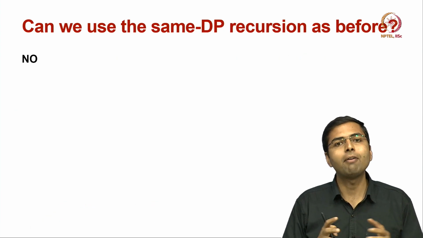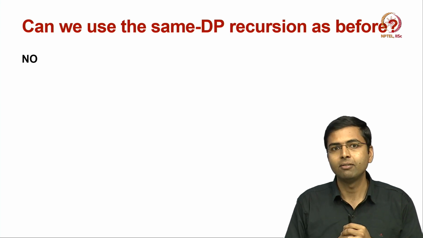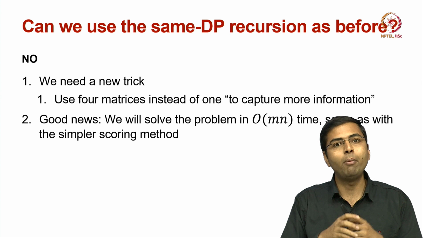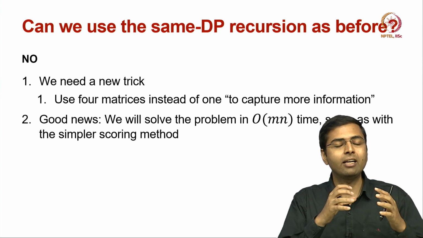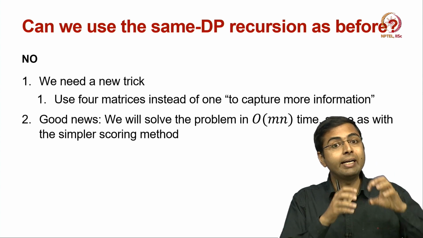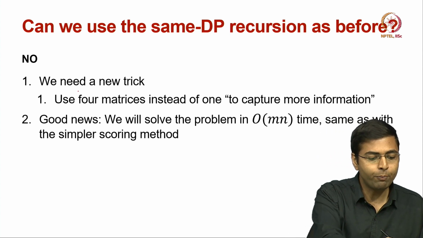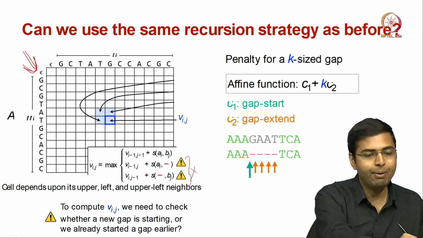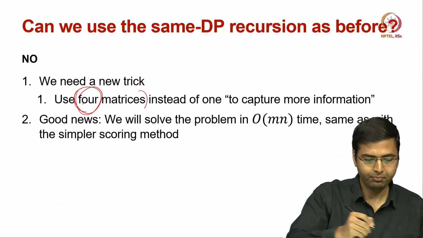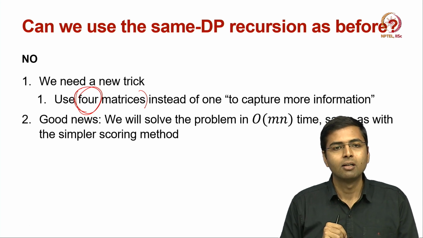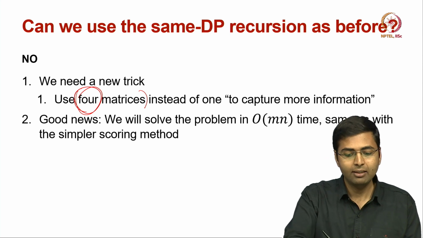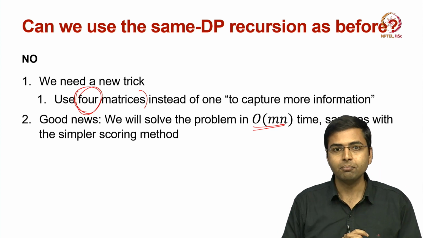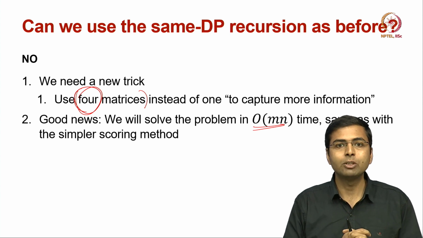So, what can we do? How can we revise our recursion so that we can still solve this problem efficiently? It turns out that we can use a new trick: we capture more information in our dynamic programming tables, so that when computing Vij, we know whether the gap was started before or whether we are starting a new gap now. For that we are going to use 4 matrices, that is 4 tables instead of 1. Previously we worked with only 1 table. I am going to define what each table means. The good news is that we can still solve the problem in order mn time, the same time we used for the simpler problems with simpler scoring systems. So, let us see how this algorithm works now.